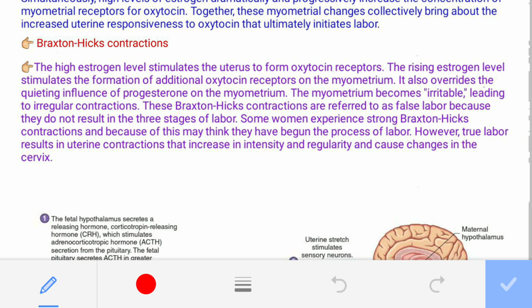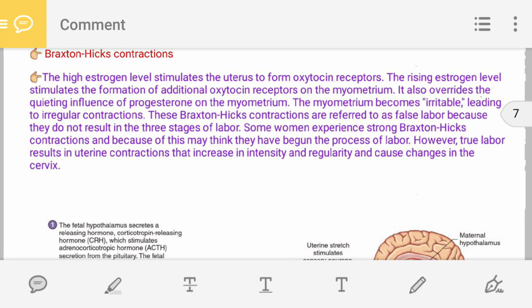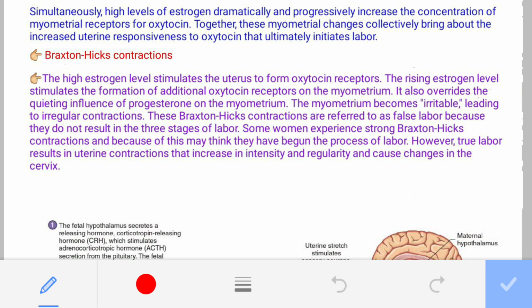So these contractions do not result in the 3 stages of labor, but the pregnant woman sometimes experiences strong Braxton-Hicks contractions, and she thinks that the baby's birth time has come. So she thinks that within a few minutes she is going to deliver the baby, but that is not the case. The actual labor pain happens after a few hours when the intensity of the uterine contraction increases. At that time the baby's birth is possible. So this is the meaning of the Braxton-Hicks contractions.